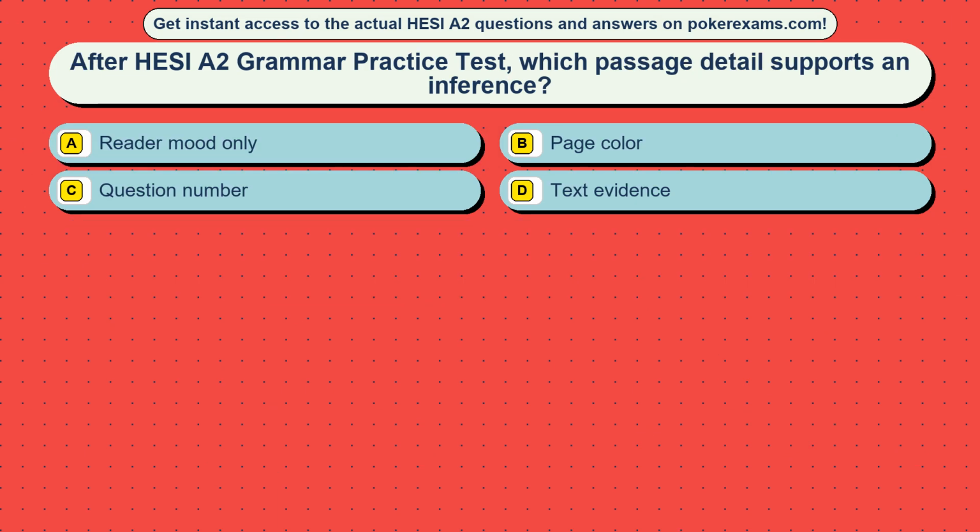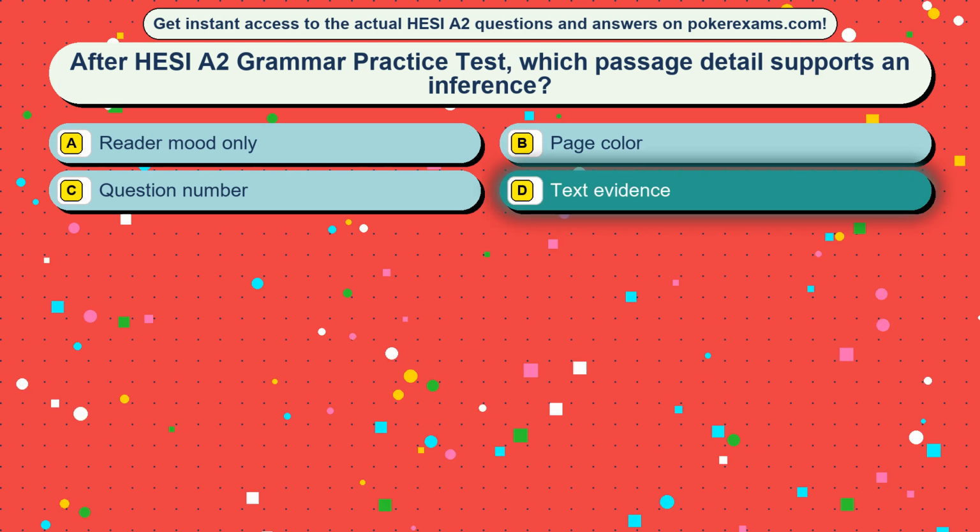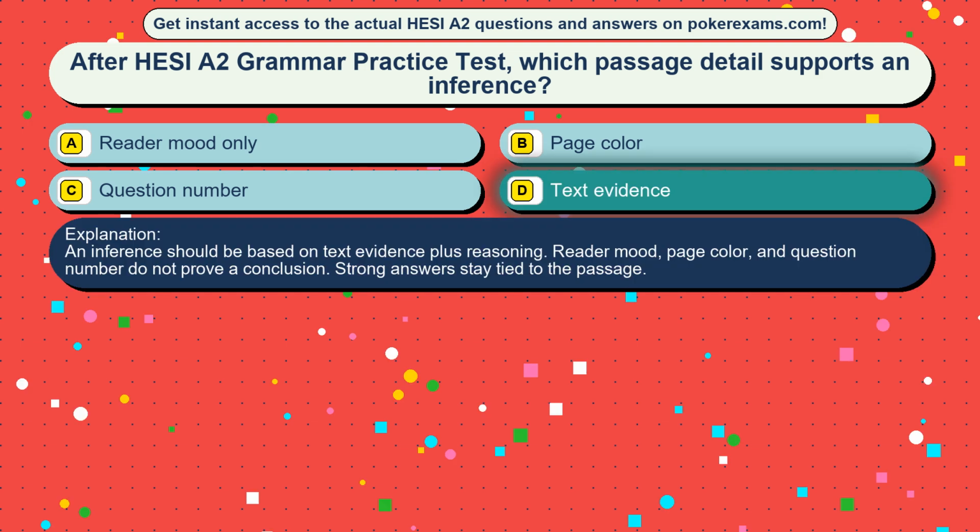Question 26. After HESI A2 grammar practice test, which passage detail supports an inference? Option A, reader mood only. Option B, page color. Option C, question number. Option D, text evidence. The correct answer is option D, text evidence. An inference should be based on text evidence plus reasoning.